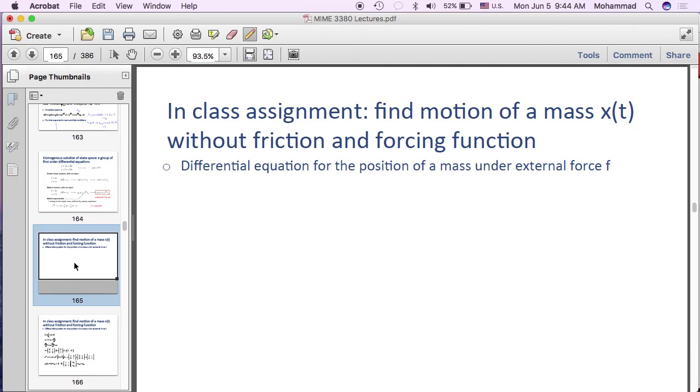So we want to find the motion of a mass. Motion is x of t without friction and without a forcing function. So there is no friction, there is no forcing function. So what are we talking about? This is a mass, m. Its position is shown with variable x of t.